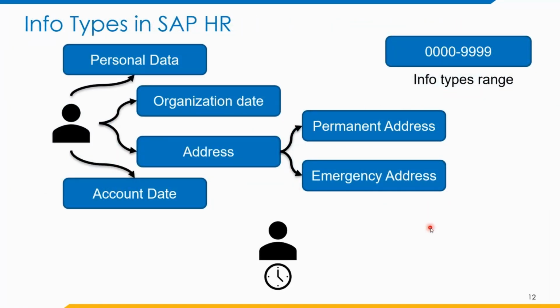Coming to info types, an SAP info type is an information unit used to store employee-related data that is required for administration. Internally, it is represented by a four-digit code, starting from 0000 to 9999. Data related to specific info types are stored in a single screen.